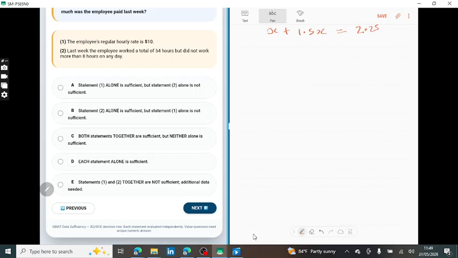Why? It's still not sufficient because how do we divide this 54? How many hours out of these 54 were regular hours? How many of these regular hours were on Saturdays, because Sunday's price is also different, so we don't know. We select E.